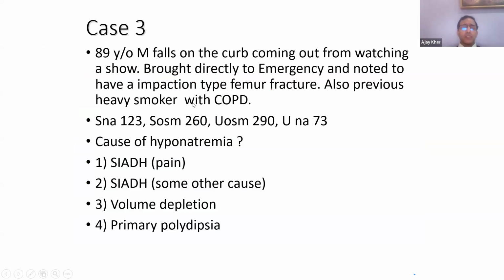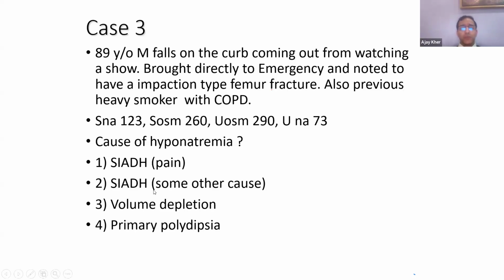So this is an 89-year-old male who falls on the side of the road, coming out from watching a movie. He's brought directly to the emergency and noted to have an impaction type femur fracture, and also has a previous heavy smoking and COPD history as well. The serum sodium is 123, serum osmolarity is 260, urine osmolarity is 290, and urine sodium is 73. And so we've put in two causes of SIADH, pain or another cause. So pain after the fracture can also be a cause of SIADH and then hyponatremia.